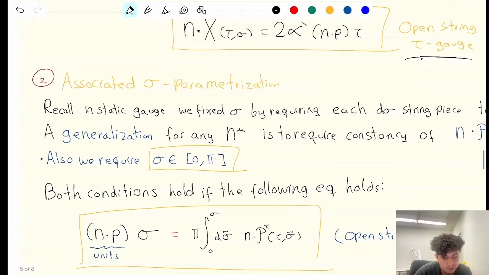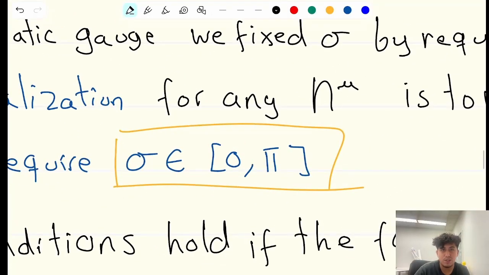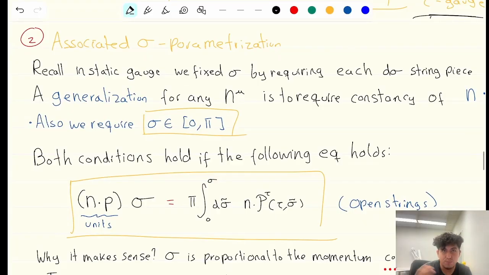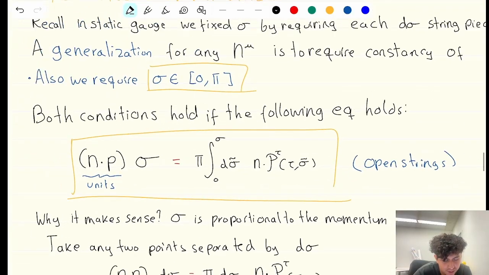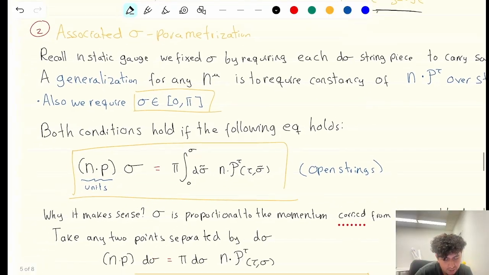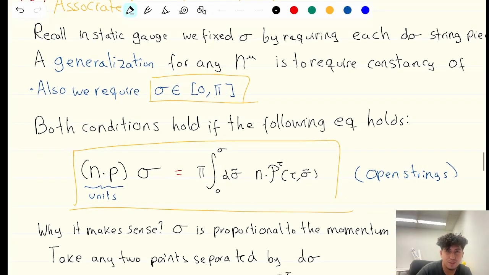Cool. And also we're going to require a new thing, that sigma is going to go from 0 to pi. This is also going to make the numerics easier. You can put sigma in any interval, because you can always map, there's infinite numbers in any interval of the real numbers. So that's cool. And with these conditions, we can claim that if this equation holds, that's our sigma parameterization.